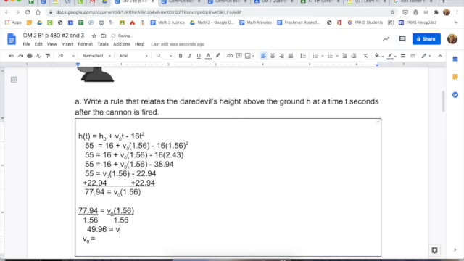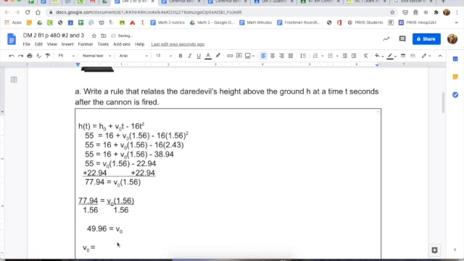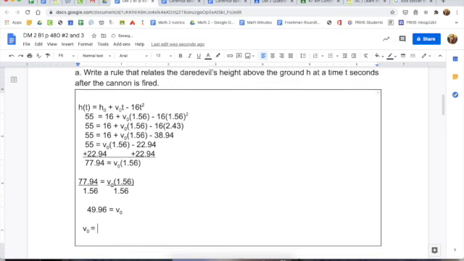And that equals v sub 0. Hopefully you can see that it's not too much of a stretch that I'm just going to switch this around. But I'm going to round off this a little bit, because this is going to be 49.96. That's really close to 50. And the initial velocity is 50 feet per second.